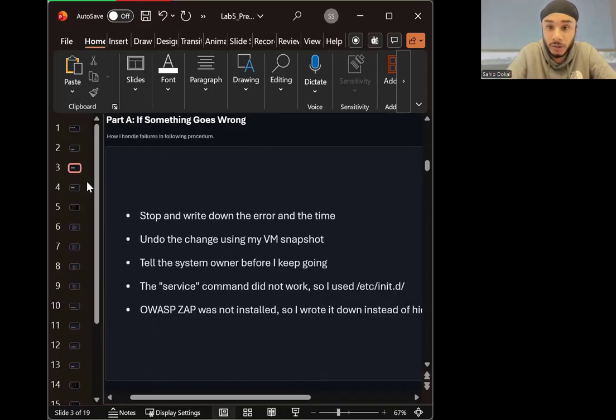So moving on to part A2. If something goes wrong during my penetration test, it's important to document problems instead of hiding them. In my lab, the normal service command didn't work because the operating system is very old, so I used a different command instead, the command right here. I also discovered that OWASP ZAP wasn't installed. I documented that was a huge issue too, and I continued using other tools instead.